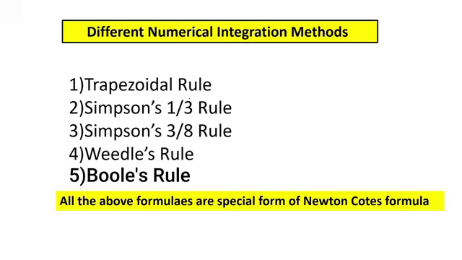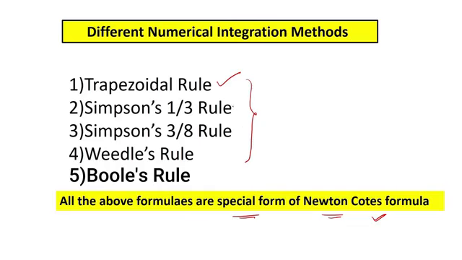These are the different numerical integration methods: trapezoidal rule, Simpson's 1/3 rule, Simpson's 3/8 rule, Weddle's rule, and Boole's rule. All these formulas are actually special forms of a formula called the Newton-Cotes formula. This is just for your knowledge. In this video we will see how the trapezoidal rule works, and in other videos we will understand how these other methods work.